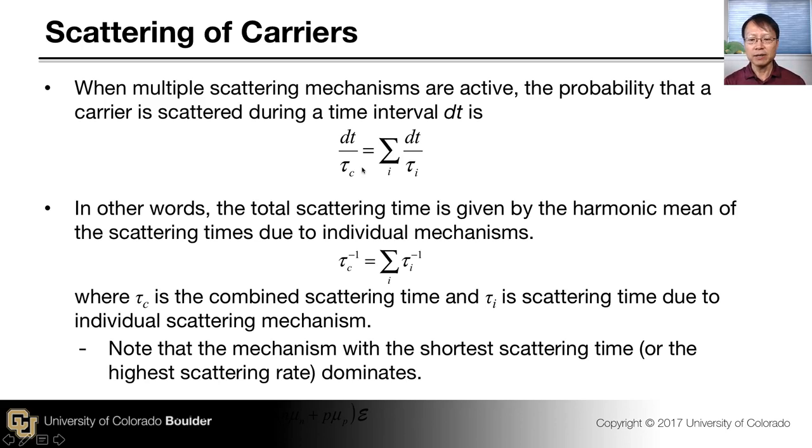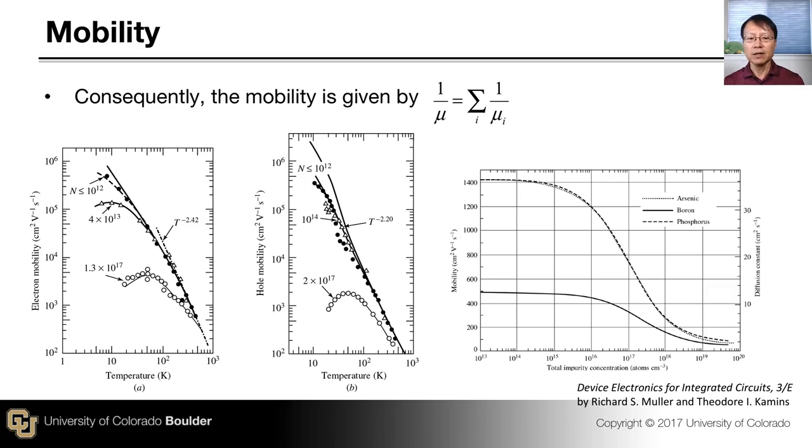In terms of scattering time, tau sub c, what that means is that the total scattering time is given by the harmonic mean of the scattering times for individual mechanisms. And this result shows that the shortest scattering time will dominate. In other words, whichever mechanism scatters the carriers the most will dominate and will primarily determine the total scattering time. So, because the scattering time is given by the harmonic mean, the total mobility is also given by the harmonic mean of the mobilities separately defined for individual scattering mechanisms.